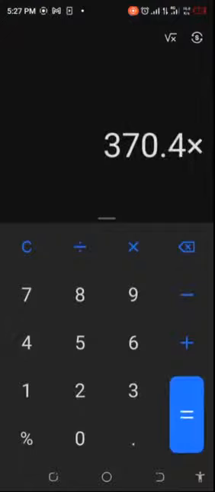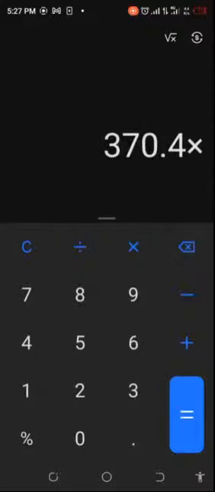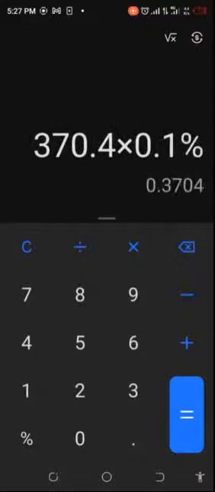If we take times one, that's 0. Let me put that there. That's 0.1%. That's just 0.37. Okay, so you can see that 0.1% of 370.4 gives us 0.37 of a TRX.